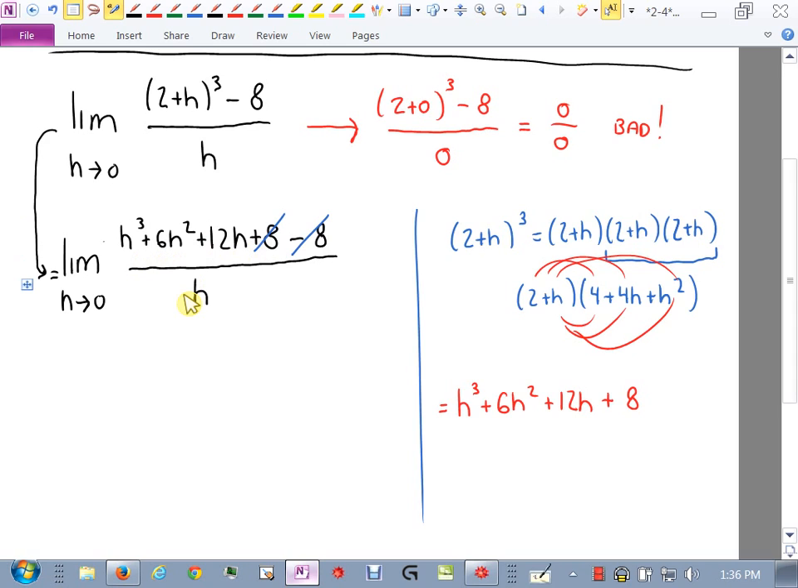Right? So our step here now, you notice that after the 8's canceled, every term in the numerator had an h, right? And we have an h down here. So we are going to factor that h out of the top. Still writing my limit, right? I'm not letting h go to 0 yet. I'm not ready.